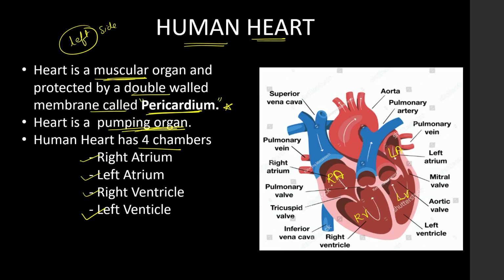Now, between the right auricle and the right ventricle there is one opening or valve. The name of this valve is the tricuspid valve. And between the left atrium and the left ventricle there is a valve or opening called the bicuspid valve.